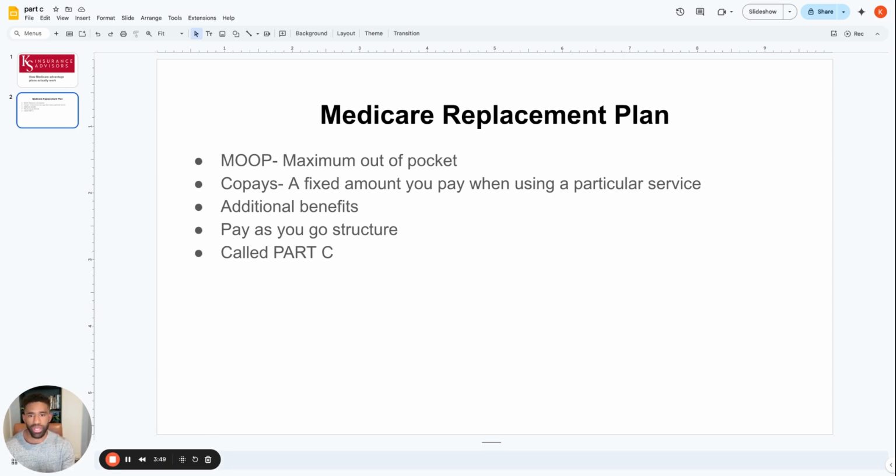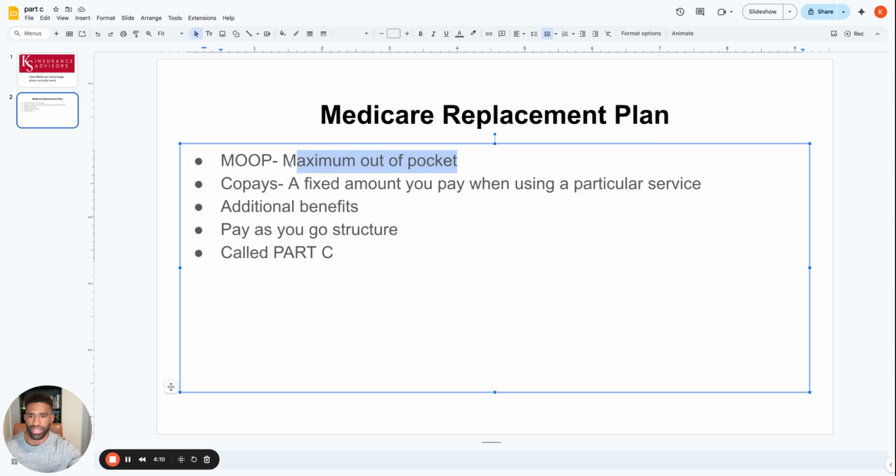You will have a copay for each and every service. So whether you get a scan or an MRI, you're going to have a copay. Whether you go to your primary care doctor, that copay may be $0 for example purposes. If you go to a specialist, so any doctor that is not your primary care doctor, that cost may be $30.